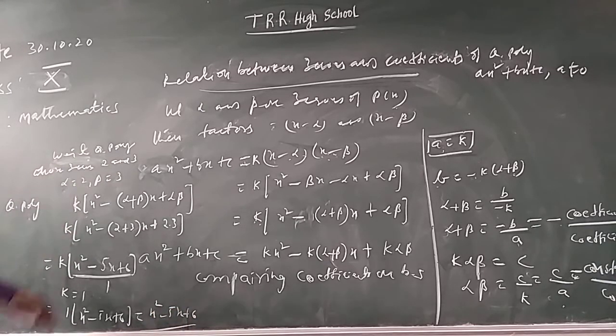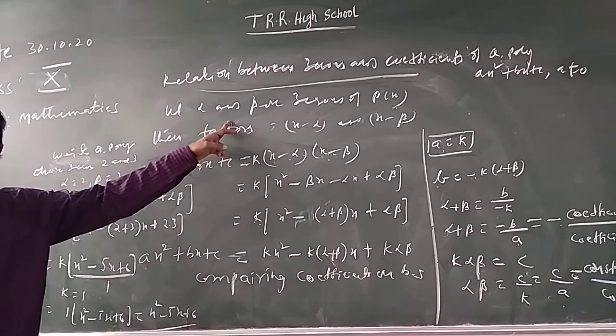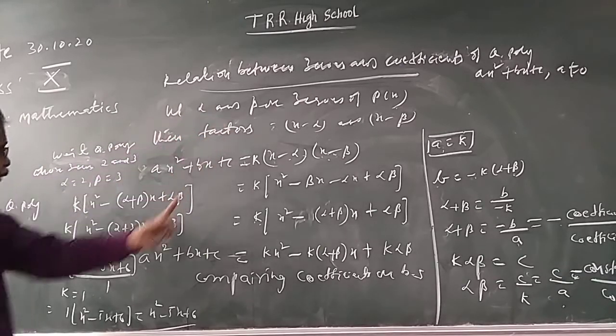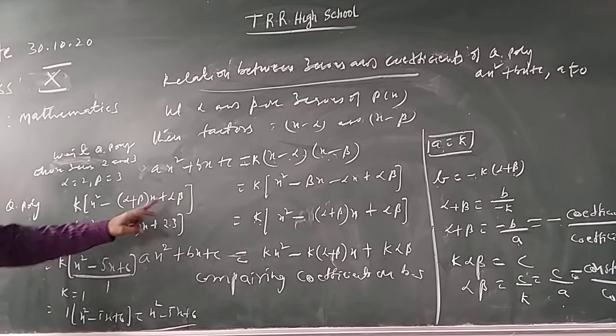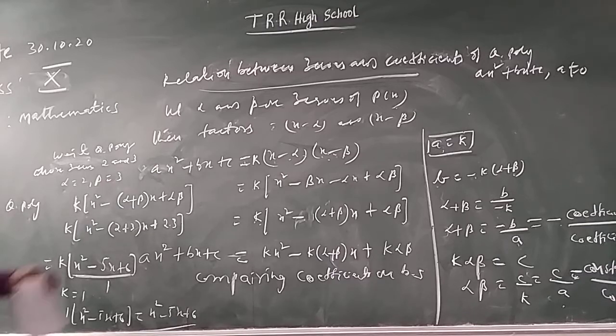So when alpha and beta are the zeros, the quadratic polynomial whose zeros are alpha and beta is K into x square minus alpha plus beta x plus alpha beta. This is the problem.